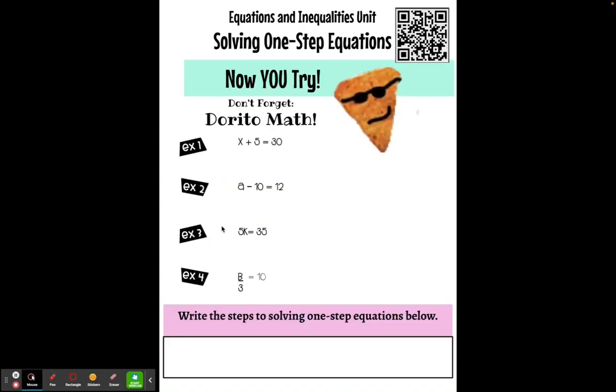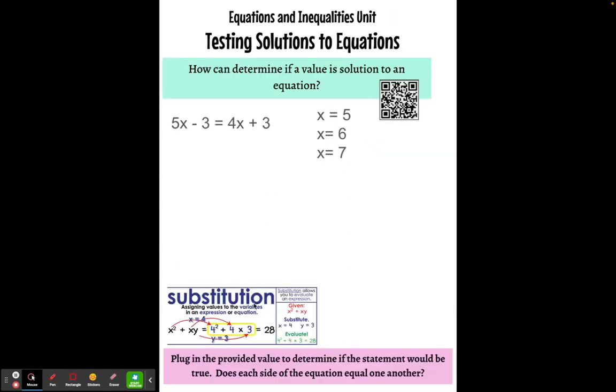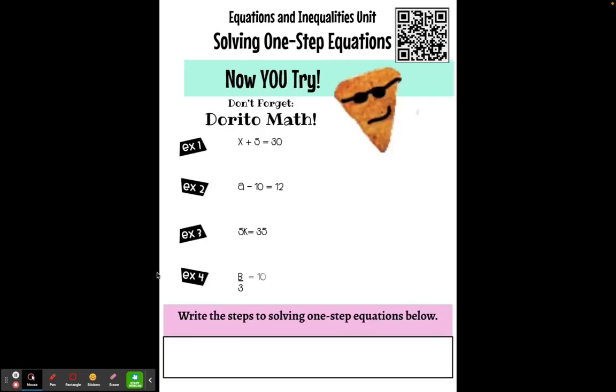So that is substituting. And just to go back real quick, on the bottom here is just another example, right, of how you can sub in, starting off with your variables and then just plugging in what they give you and rewriting it to solve it. Okay. And then down on the bottom, plug in the provided values to determine if the statement would be true. Does each side of the equation end up equaling one another? That's your main goal, okay? So here's some practice problems. This video actually takes you through all of those again, in case you want it later.